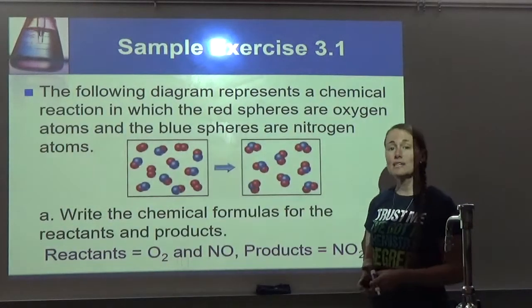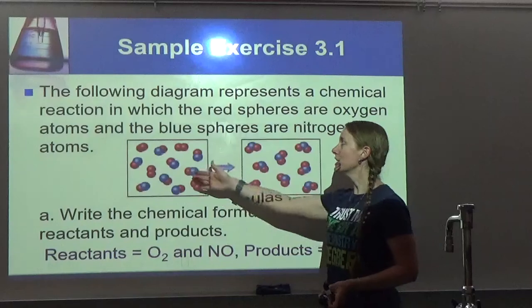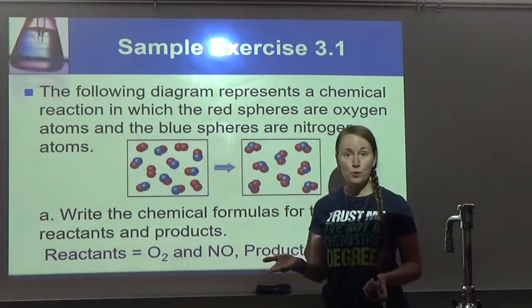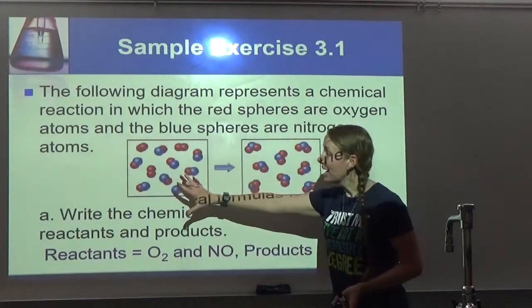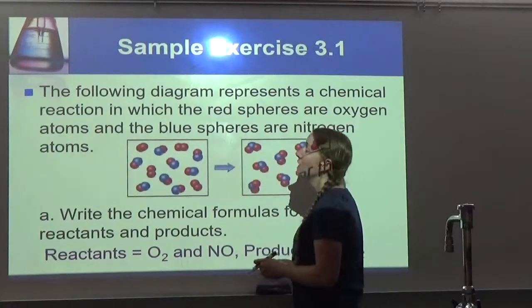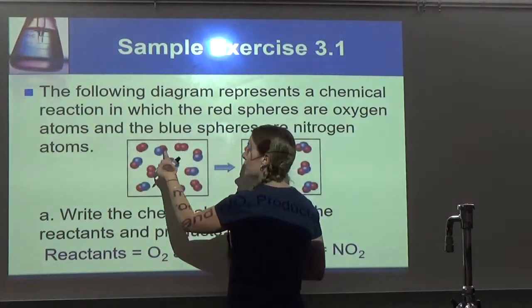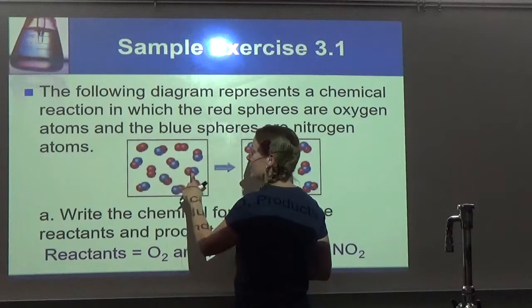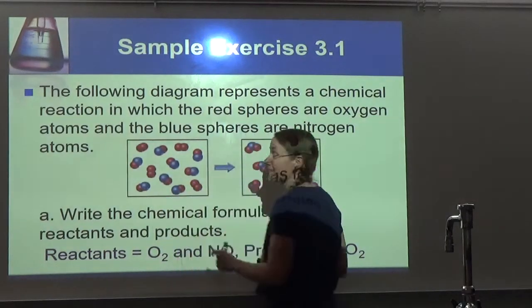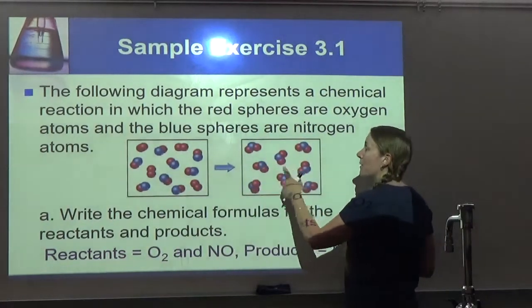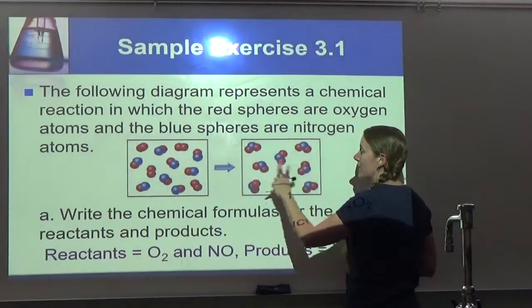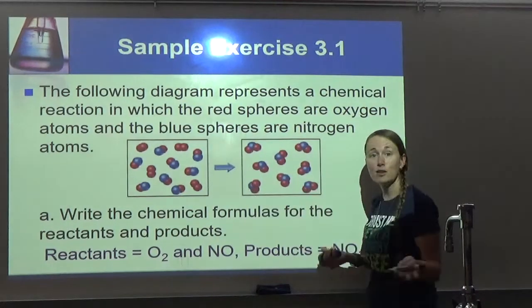So to find out if it's consistent with the law of conservation of mass, I just need to make sure that I have the same amount of blue and red spheres on my reactant side as I do on my product side. So for reactants, I have 1, 2, 3, 4, 5, 6, 7, 8, 9, 10, 11, 12, 13, 14, 15, 16 red spheres. On my products, I have 2, 4, 6, 8, 10, 12, 14, 16 red spheres.